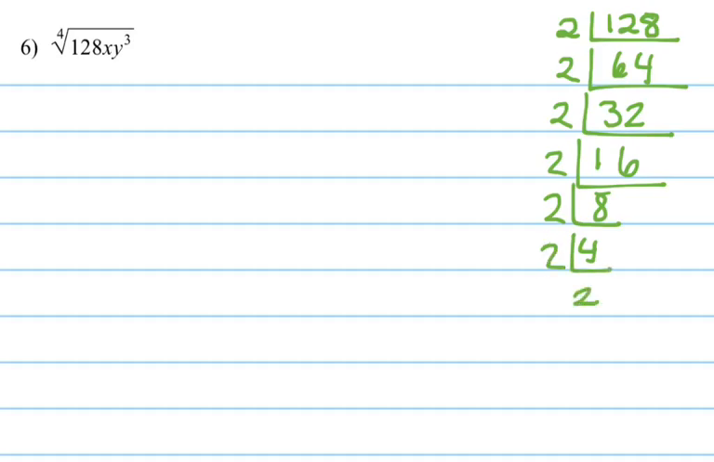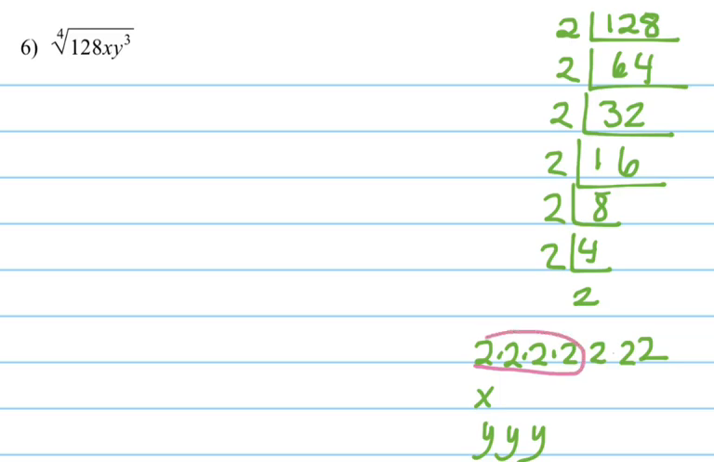And so if I list out my 2's this time, I have 7 2's. And I have X, 1 of those, and I have 3 Y's. So this time, I'm looking for sets of 4. So there's a set of 4 2's. So the only thing that came out this time is a 2. Everything else is going to stay under the radical, and the radical is the 4th root. And so that's going to be 2 times 2 times 2 is 8, xy cubed.